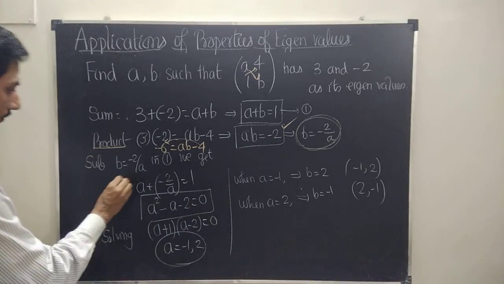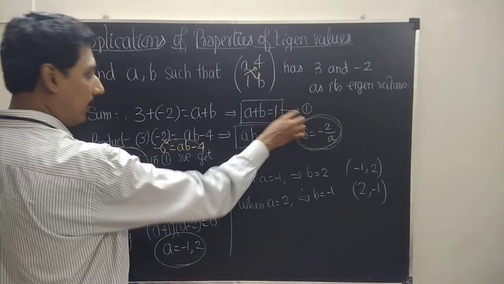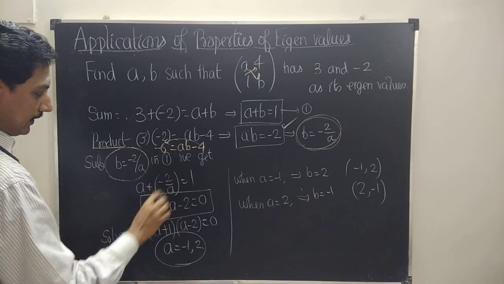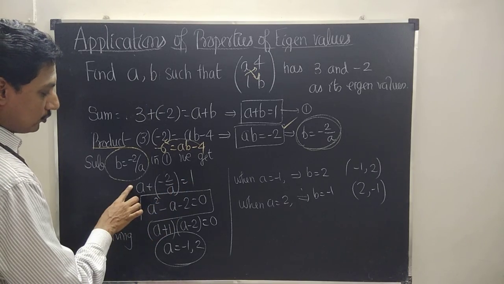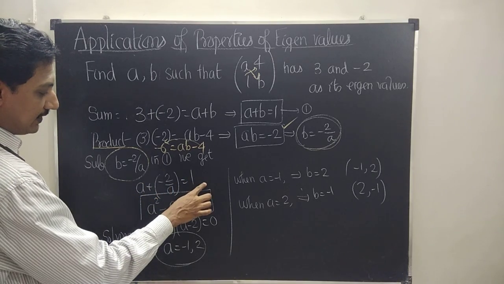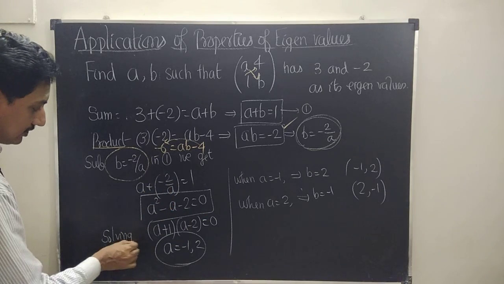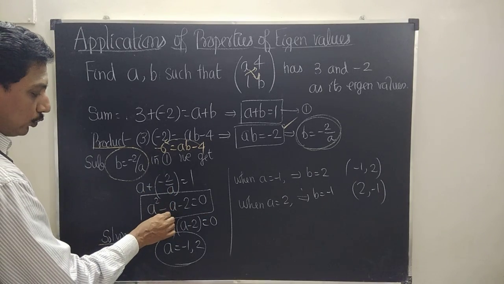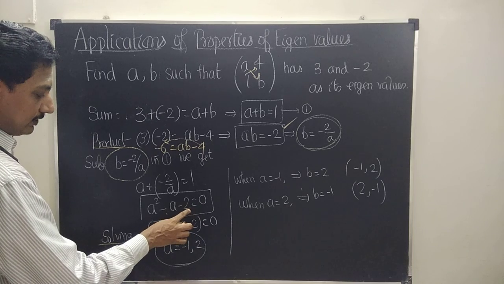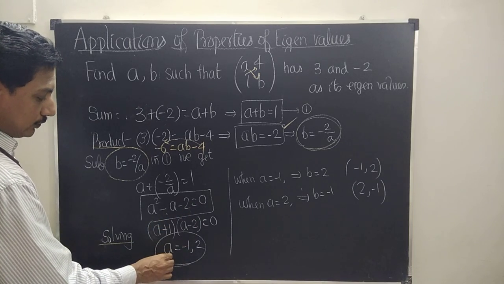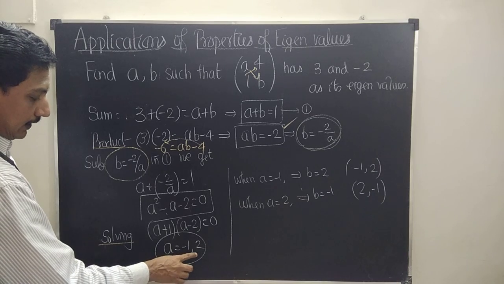Substitute B equal to minus 2 by A in this equation number 1. We get A plus minus 2 by A equal to 1. By taking A as LCM, A squared minus 2 plus A. Let us bring to the other side. We get A squared minus A minus 2 equal to 0. Solving this, the sum of the roots is 1, product is minus 2. So it is plus 1 minus 2. That means A equal to minus 1 and plus 2.